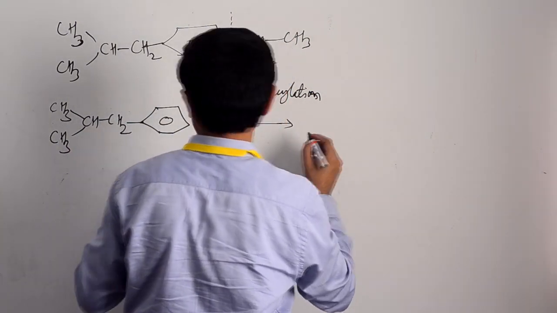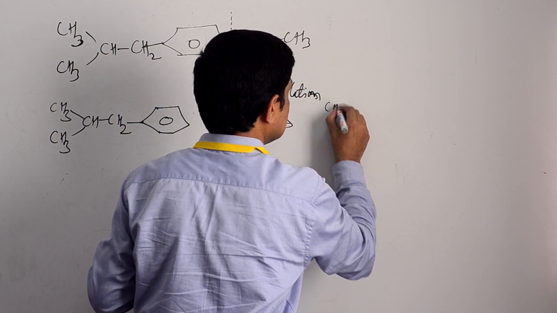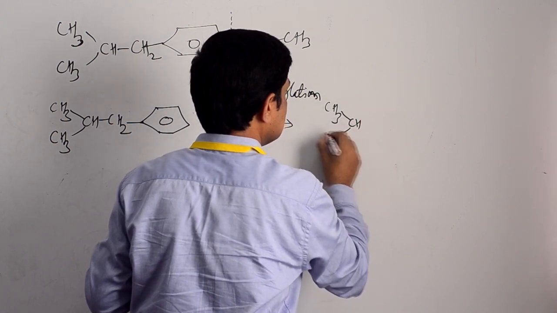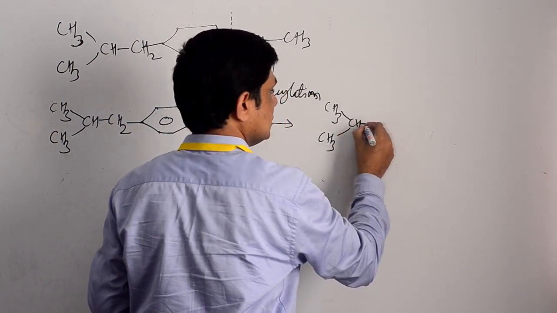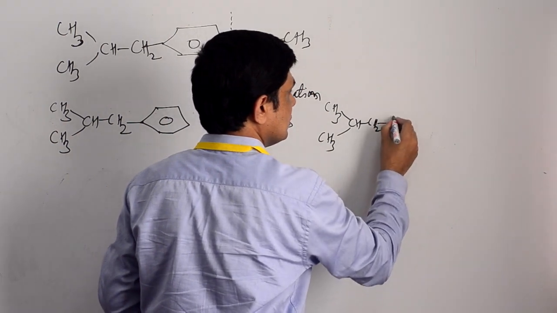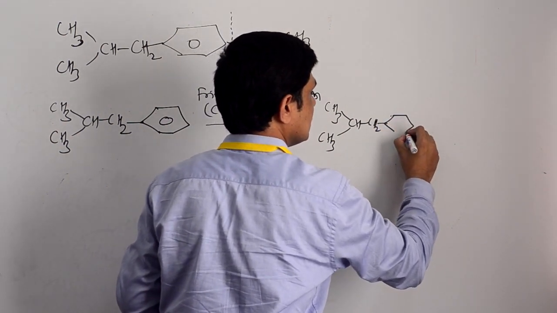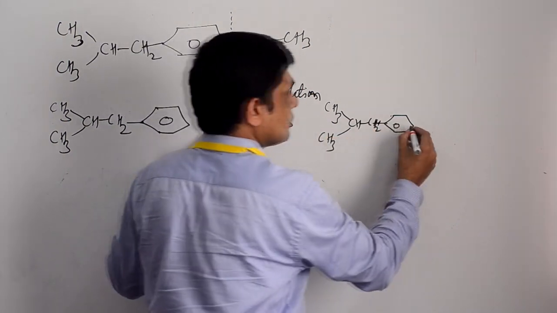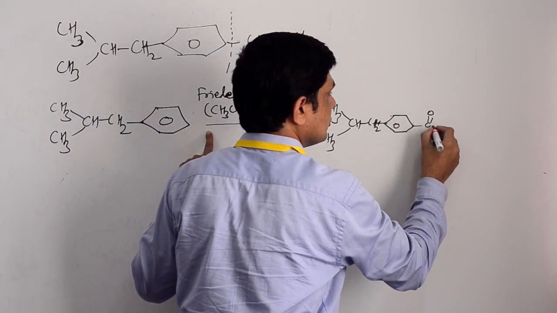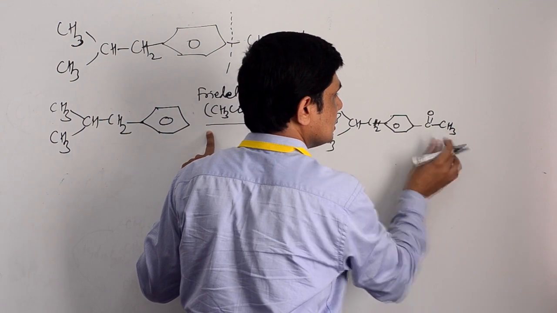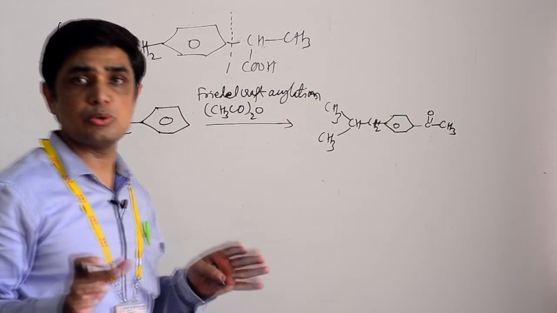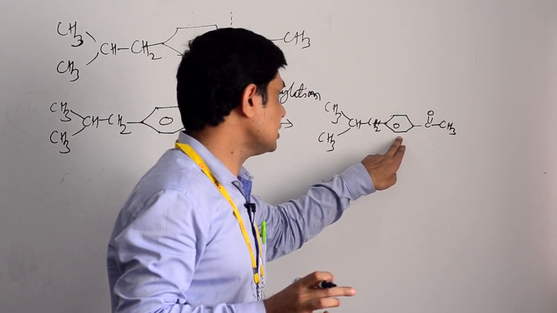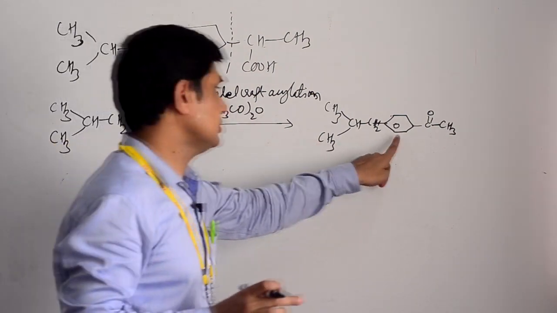So what will form? CH3 CH CH3 CH2 benzene ring, and then the acyl group will attach. The COCH3 acyl group, CH3CO, will attach to the benzene ring.